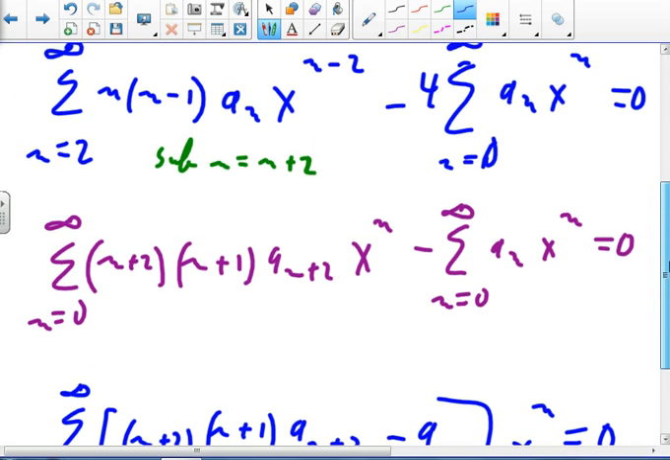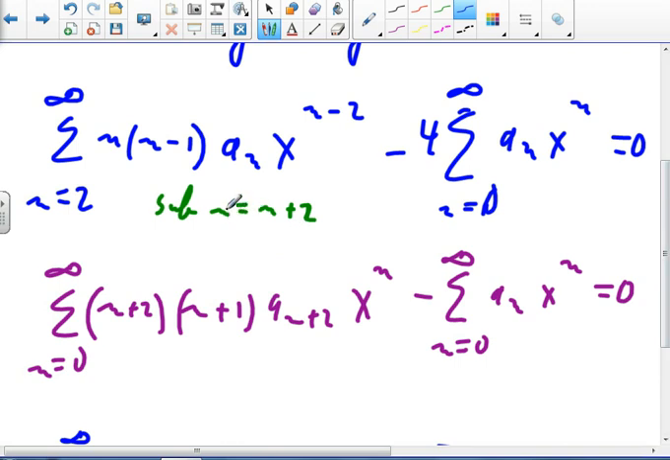So I'm doing a substitution. n equals n plus 2. I put n plus 2 is equal to 2, I get n is equal to 0. I put an n plus 2 there, I get an n plus 2. n plus 2 minus 1, n plus 1. n plus 2 for the a n plus 2. n plus 2 minus 2 is an n.